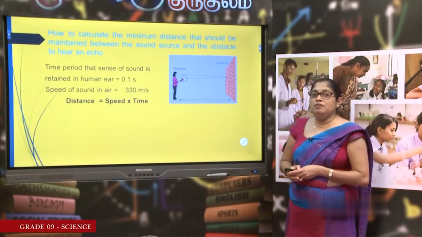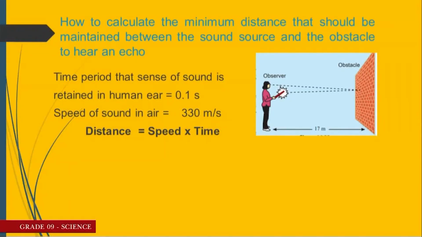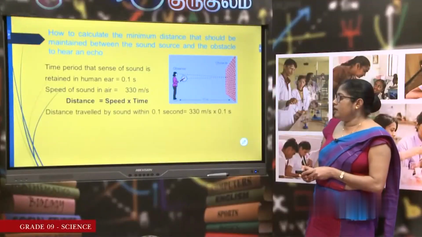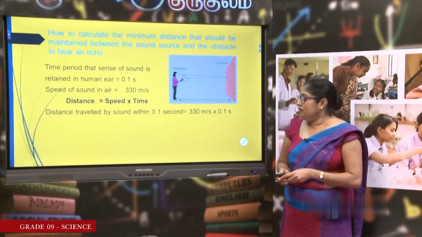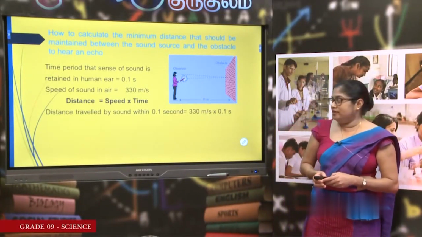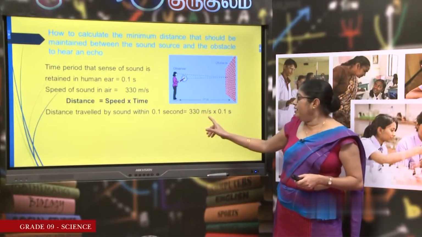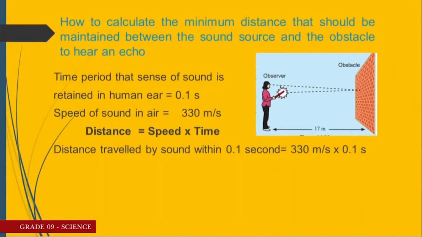To calculate the minimum distance, we need this equation: distance equals speed multiplied by time. So, you can calculate the distance travelled by sound within 0.1 second. It is 330 meters per second is the speed and this is the time. So, you will get the total distance that sound travels as 33 meters.